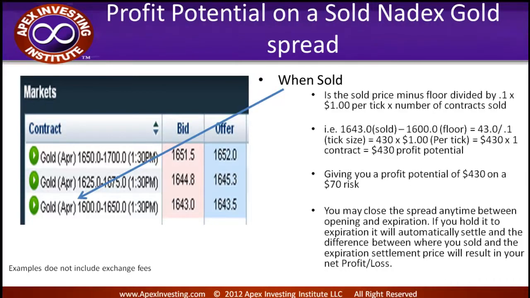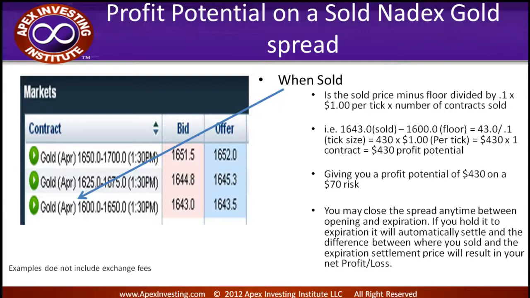So now let's look at the profit potential in the spread. We'd simply take the price we sold at, $16.43, and we can make money all the way down to the floor, which is $1,600. And when we subtract those two, we get 43.0 divided by the tick size, 0.1, gives us 430 ticks times $1 per tick. So it's a $430 profit potential for one contract, and that gives us a profit potential of $430 on a $70 risk. And again, we can always close the spread whenever we want to.